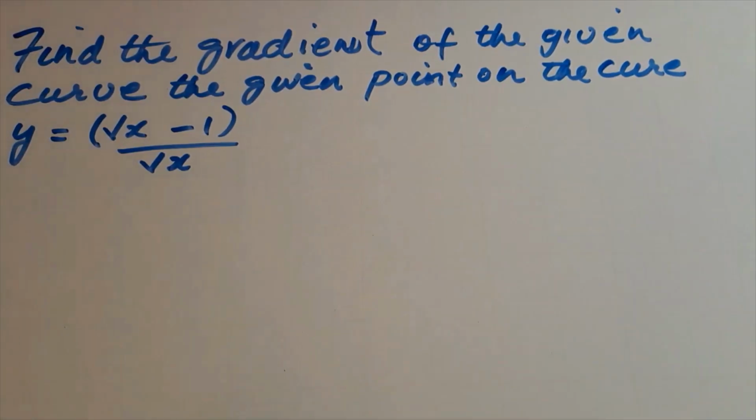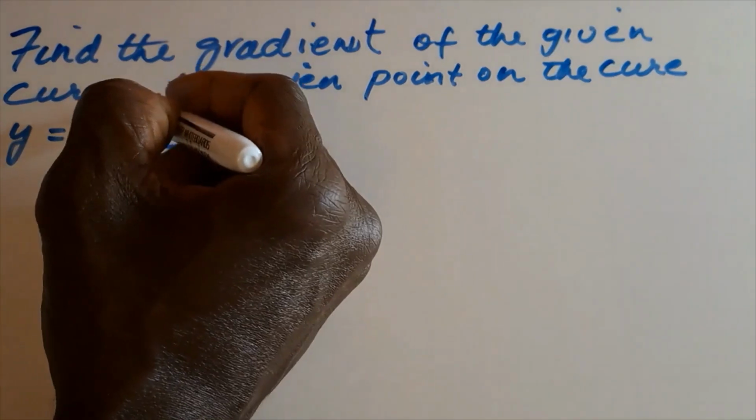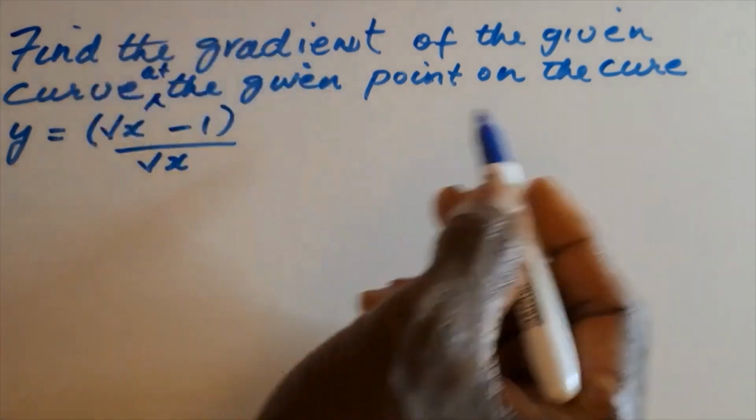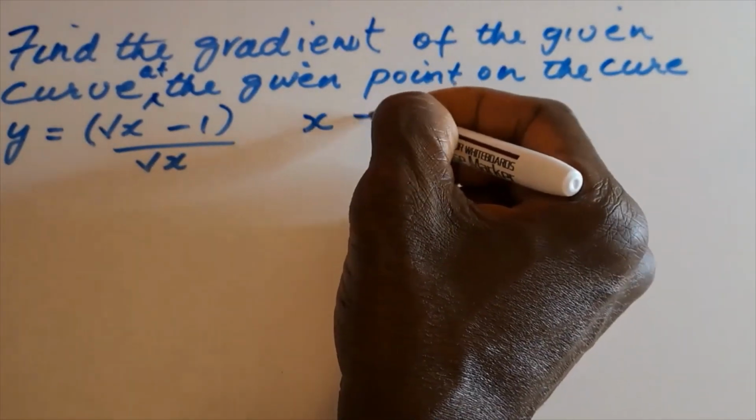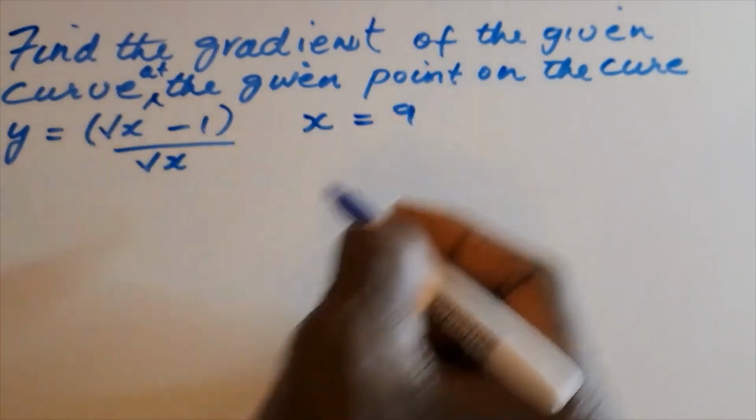Hi, we need to find the gradient of the given curve, and this is it. y is equal to root x minus 1 over root x, at the given point on the curve, and that's when x is equal to 9.